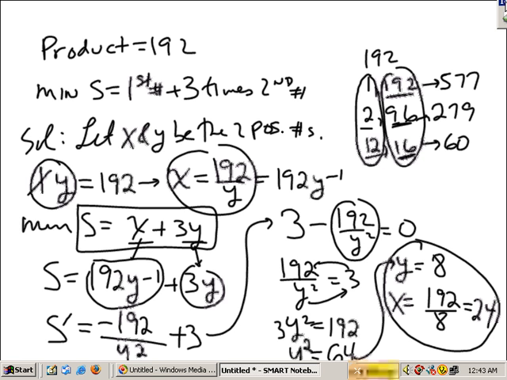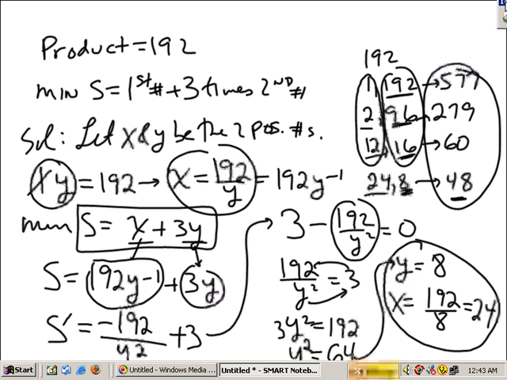In our case, we have 24 and 8. 3 times the second number is 24 plus the first is 48. This isn't a proof, but 48, that is when x was 24 and y is 8. That gave us the smallest s value, and that's what we wanted. Okay, that finishes this video.